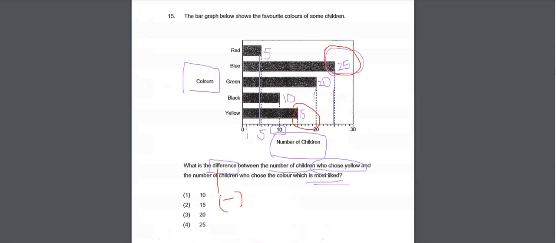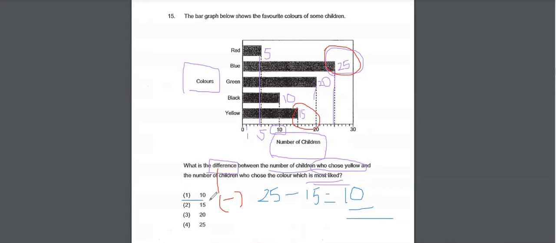So now let's do our working. So we want to find the difference between yellow and the number that is most liked. So we have to take the bigger number, which is 25, minus 15, and that will be 10 if you do your working. Okay, so our answer is 10. This is the difference between yellow and the most liked color.